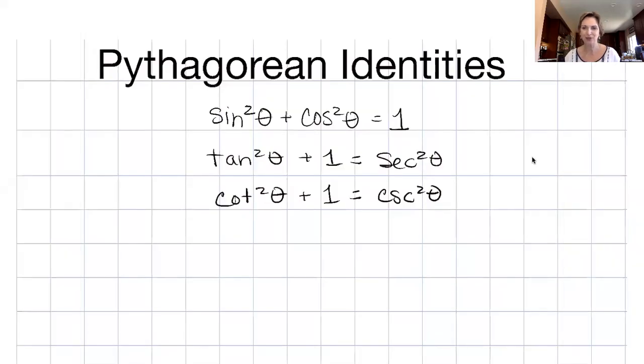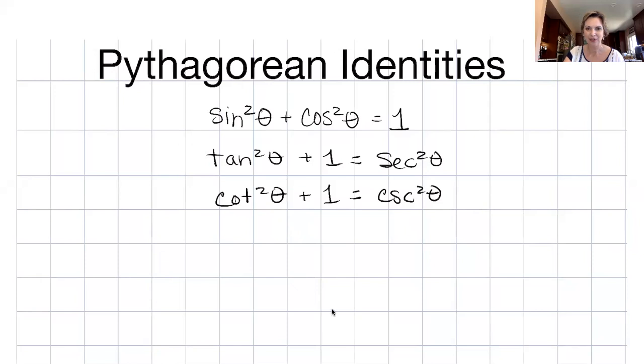These are brand new and pretty easy to use. Let's go ahead and get started. I'm actually going to show you some alternative choices to the Pythagorean identity as well. So let's go ahead and get started with our Pythagorean identities.